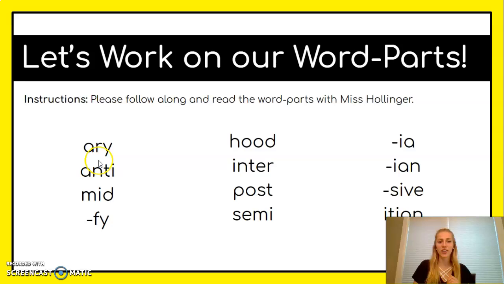Again, I'm going to put my cursor underneath each word and give you the signal. As I give you the signal, I want you to say the sound of the word part and then listen for Miss Hollinger's voice as I'm going to say it properly, okay? And you check and see if you said it the same way I said it. Sound good? Let's begin.